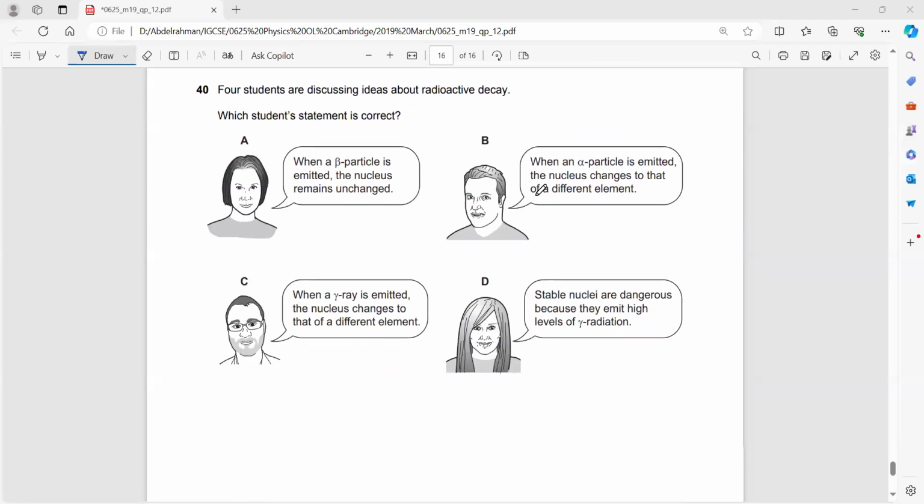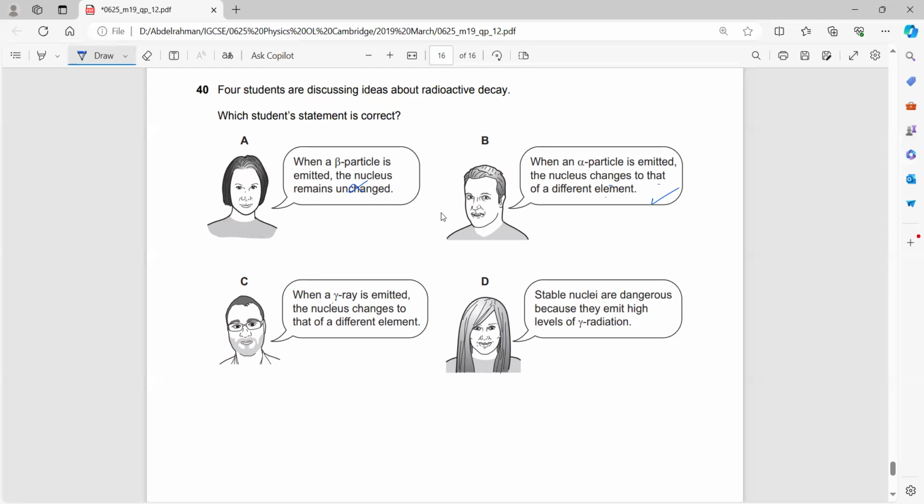Last question. Four students are discussing ideas about radioactive decay. Which student's statement is correct? When a beta particle is emitted, the nucleus remains unchanged? No, it actually changes. When an alpha particle is emitted, the nucleus changes to that of a different element. Yes.